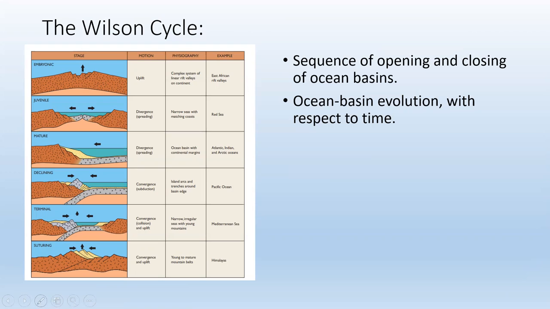Here in the first diagram, you can see there is an uplift in motion, and a complex system of linear rift valleys on continents. Because of upliftment, tension is developed, and because of the tension, two sides of the plates move apart, and because of this a juvenile basin forms. You can see this type of divergence in modern times in the Red Sea. The Red Sea is growing right now. There is tension, and because of the tension, the Red Sea is growing day by day.